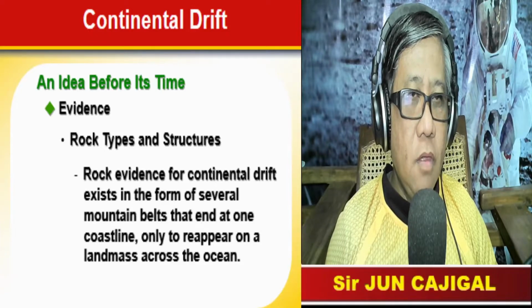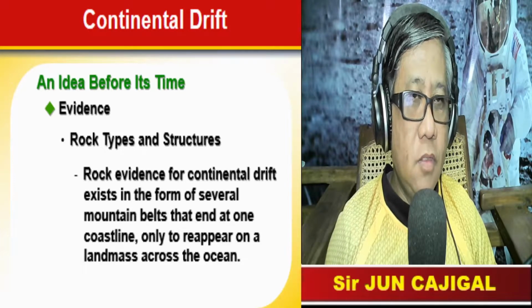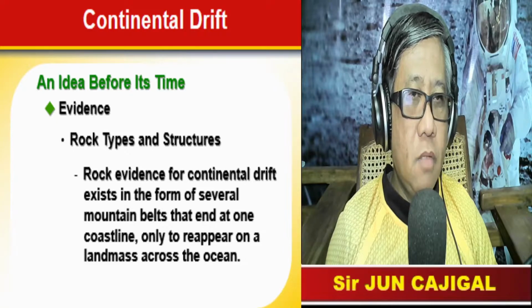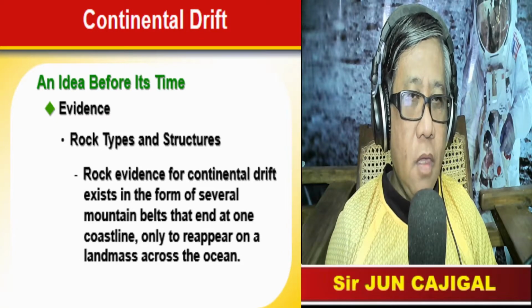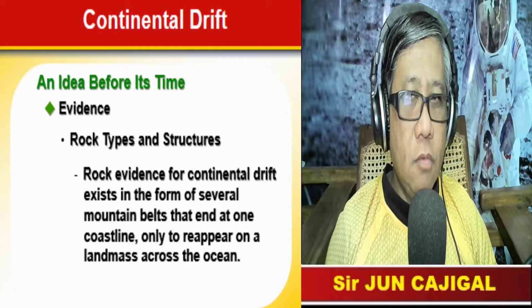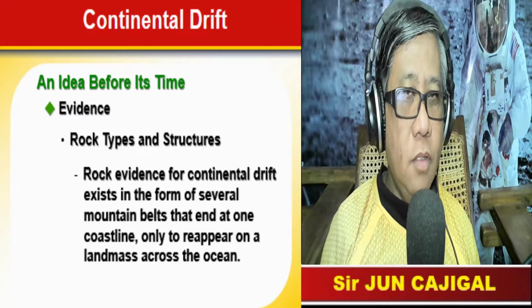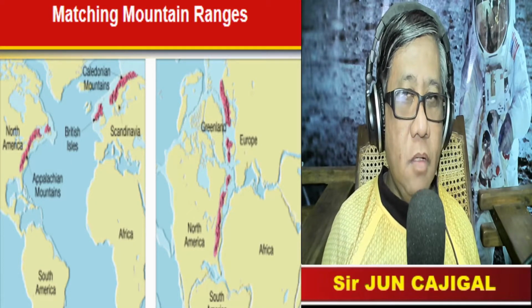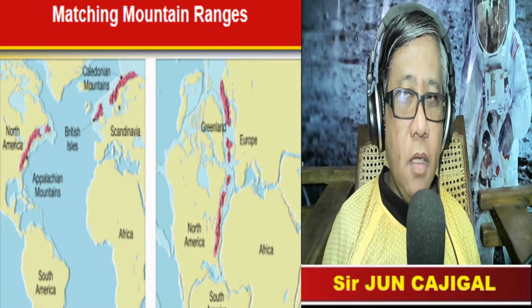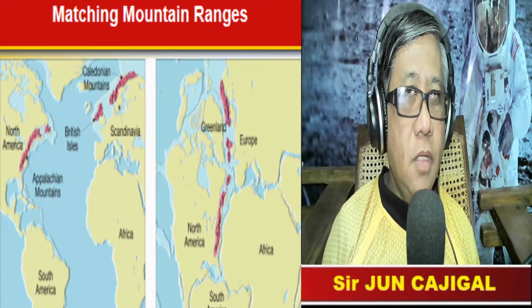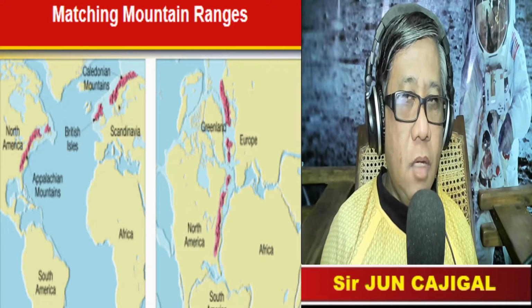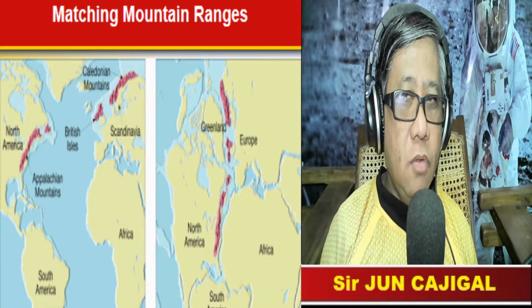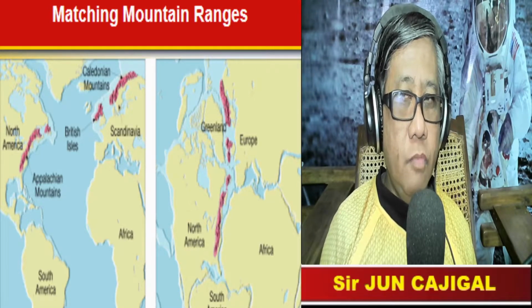Now, rock evidence for continental drift exists in the form of several mountain belts that end at one coastline only to reappear on a landmass across the ocean. Alfred Wegener considered continental drift by noting the similarity of the rock strata and geological structures of the Appalachian and the Caledonian mountain belts of eastern United States and northwestern Europe respectively.